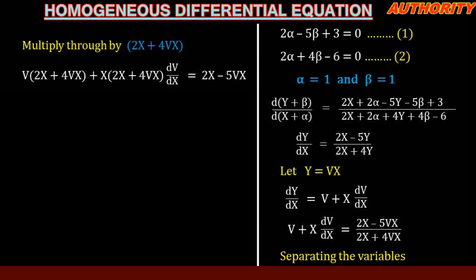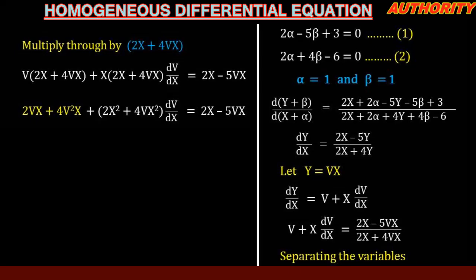All right, good. Now let's open the brackets. When you say v multiplied by 2x, it's going to give us 2vx. And v multiplied by 4vx is going to give us 4v squared x. Then we have plus x multiplied by 2x, which gives us 2x squared, plus x multiplied by 4vx, which gives us 4vx squared. In bracket, dv all over dx equal to 2x minus 5vx.